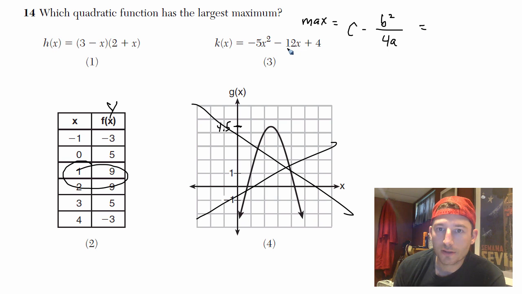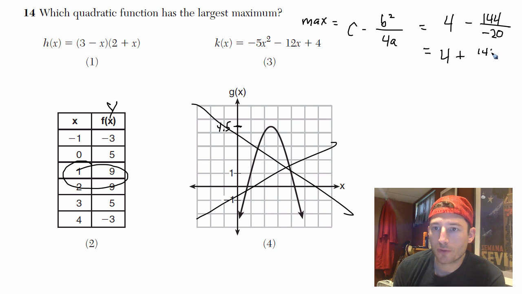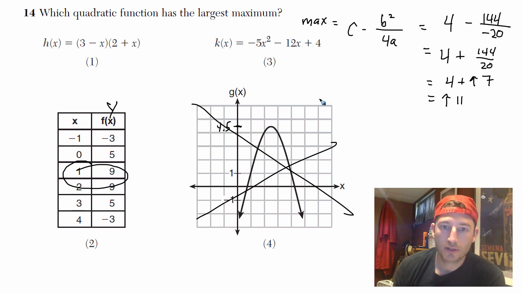B squared, negative 12 squared is 144. All over 4a, well, that's going to be negative 20. There's a minus there, and c is 4. So basically we're doing, make sure I got this right, yeah, 4 plus 144 all over 20. And 20 goes into 144, well, 20 times 7 is 140. So this is like adding 4 and a little bit bigger than 7. So we've got a little bit bigger than 11 here. So this one's gone now because the max is higher for this one.